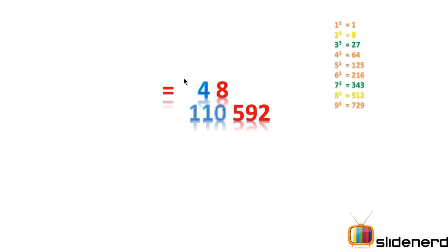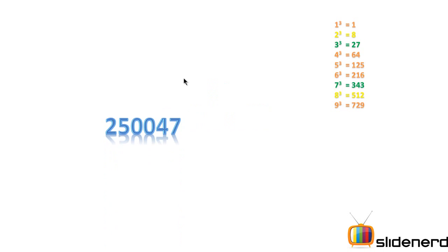Alright, let's look at another example. If I have the number 250047, let's use the same logic. It ends with 7, that means the last digit has to be 3, because the cube of 3 ends with 7 and the cube of 7 ends with 3. So the last digit has to be 3. After that, strike out the last 3 digits and consider the remaining digits. In this case, it is 250.